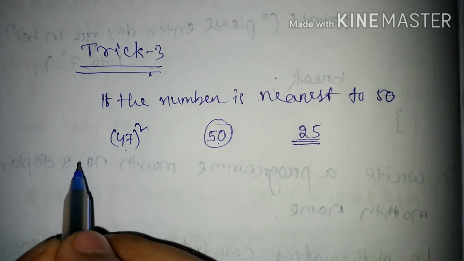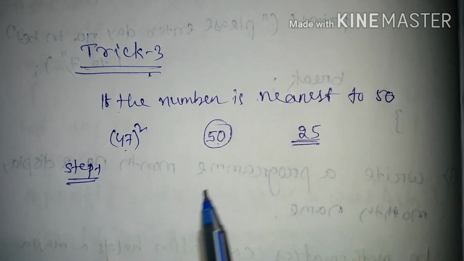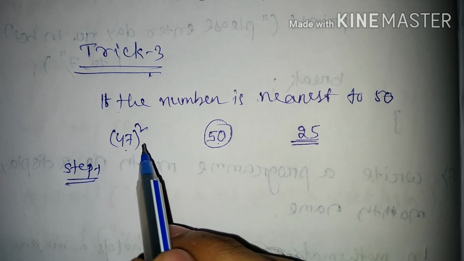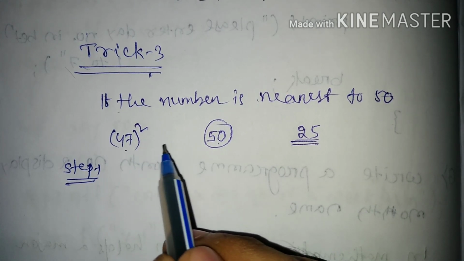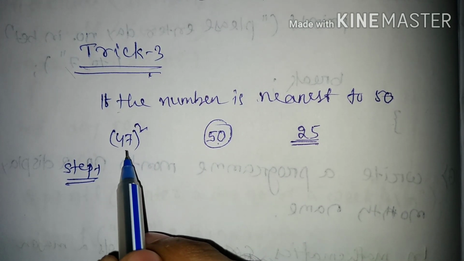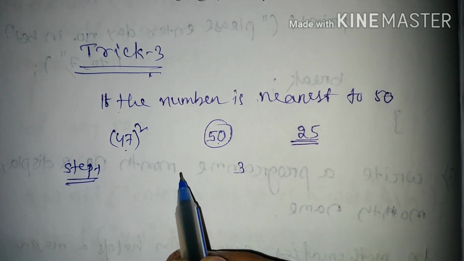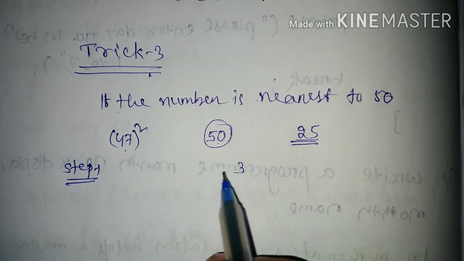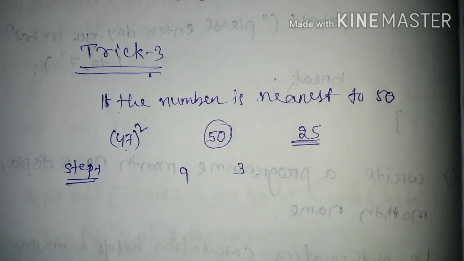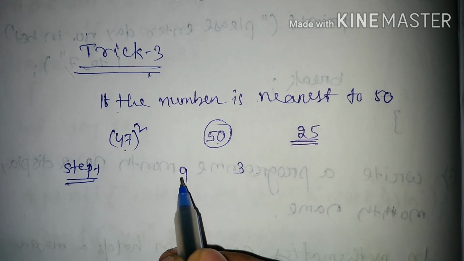Okay, this is the first step. So what is step 1 in this trick? The step 1 is to find how much smaller or greater than 50 the number we have to square is. So here 47 is 3 smaller than 50. So first of all, you have to take the square of this number 3. The square of 3 is 9. So we got the number 9.